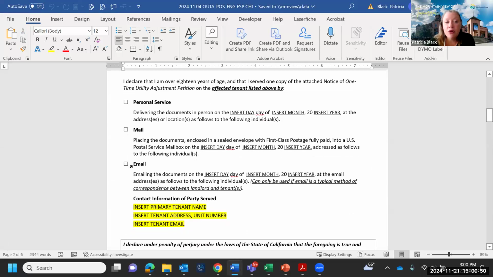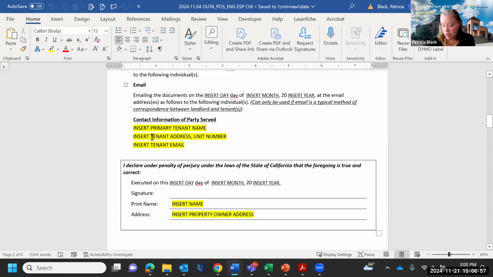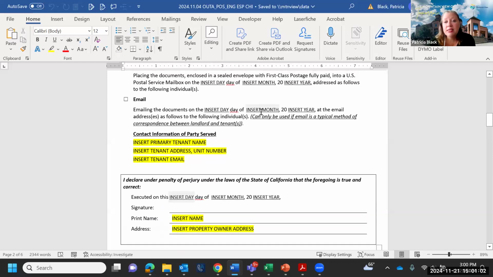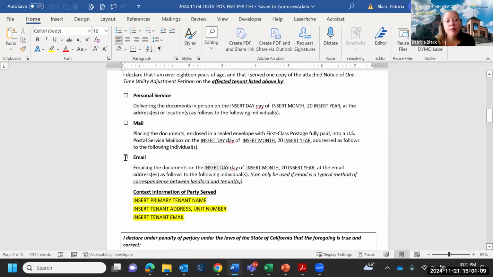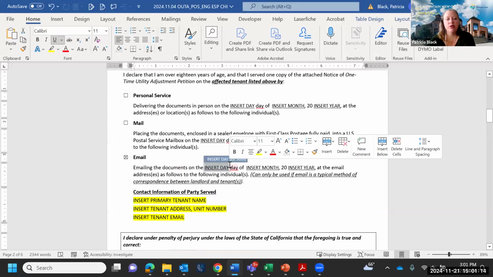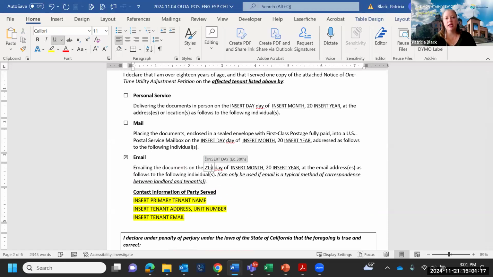Okay, and then all you need to do on this form is let the tenant and us know how you plan to serve this. And then you go ahead and fill out your signature and the day, month, and year that you are serving this on them. Okay, so you're going to fill that out. If you do email, you're going to go ahead and mark it, put in the day. So we're going to go with the 21st day of, oh my goodness, November.